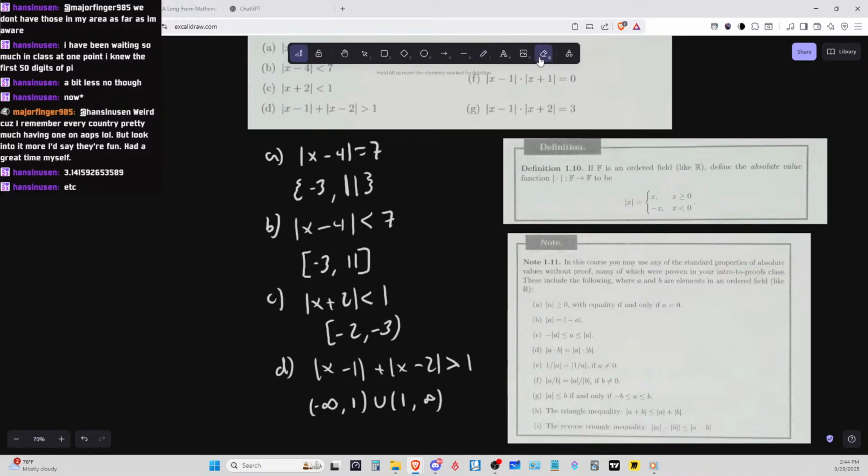Or maybe I should write it in the reverse, because negatives are always going to be the reverse direction. So -3 to -2. Yeah, because it's always going to be less than 1 at that point. So yeah, there we go.